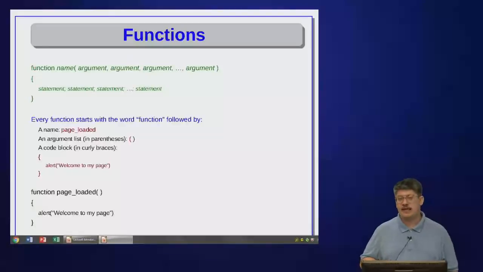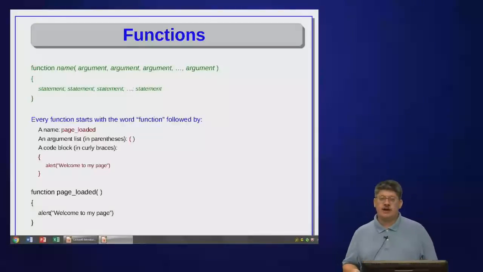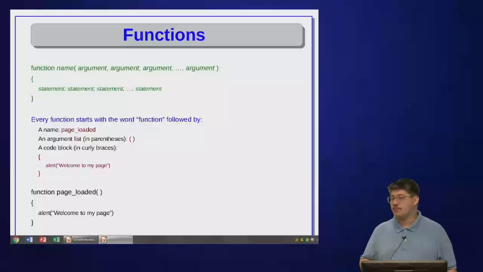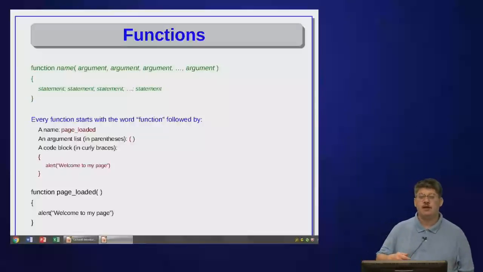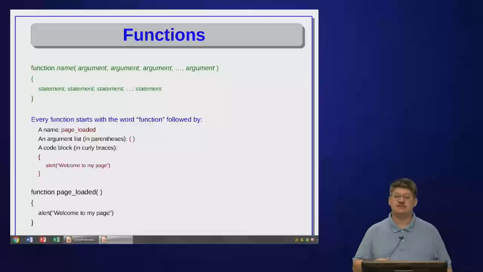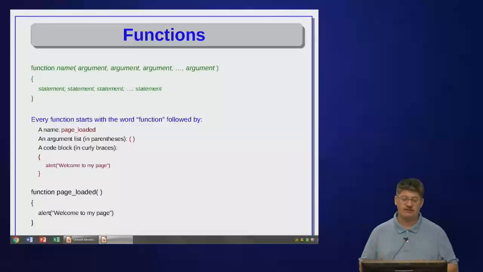Maybe I want the function to behave one way if the user's name is Bob, but a different way if the user's name is Jeff. Well, then I need some way to know what the user's name is. So the user's name could be an argument to my function. And I can have as many arguments as I want. I can have no arguments, just empty parentheses. I can have one argument. Or I could have 2 or 3 arguments, and I just put commas in between them and give them all names.